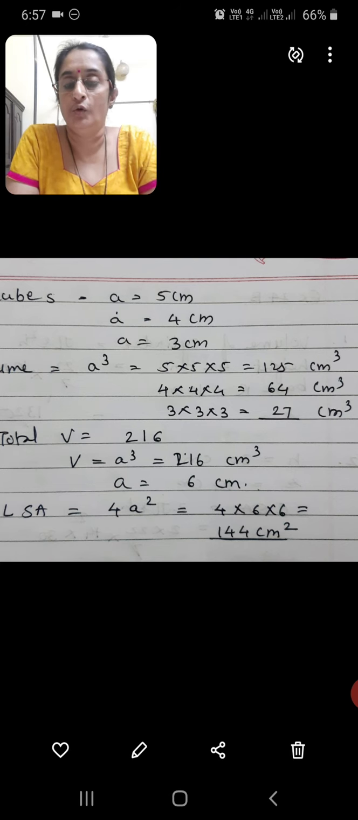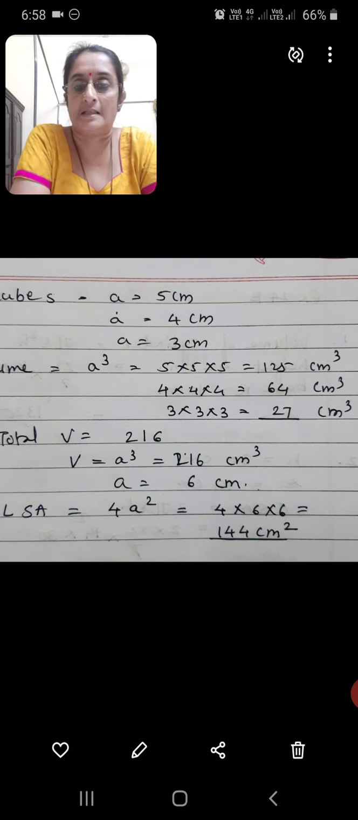Now the new cube is formed from this metal only. So the volume of the new cube has to be 216 centimeter cube, isn't it? Because the same metal is used here. So we have to find out the side of this new metal cube. So volume is a cube equal to 216. So cube root of 216 is 6 centimeter. So the new cube which is formed using these 3 cubes will be 6 centimeter.